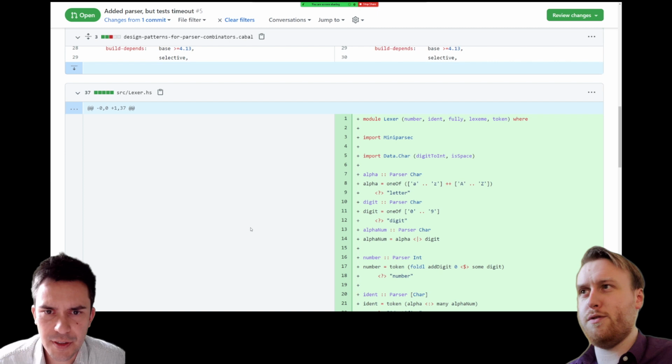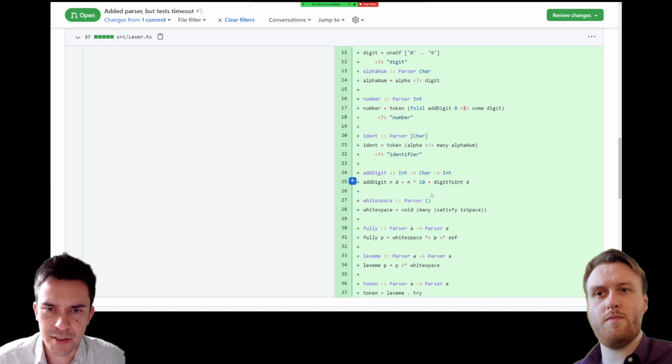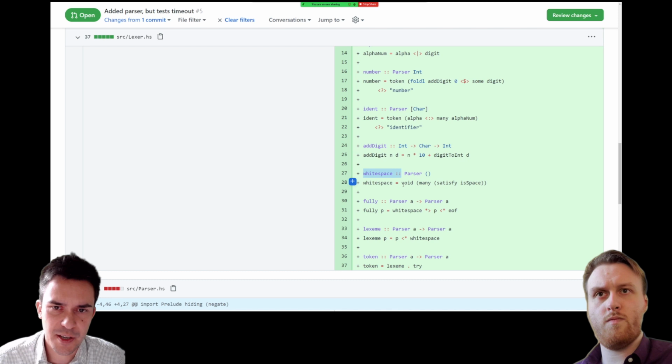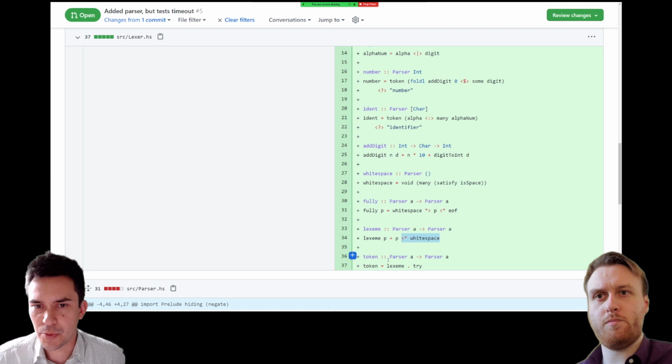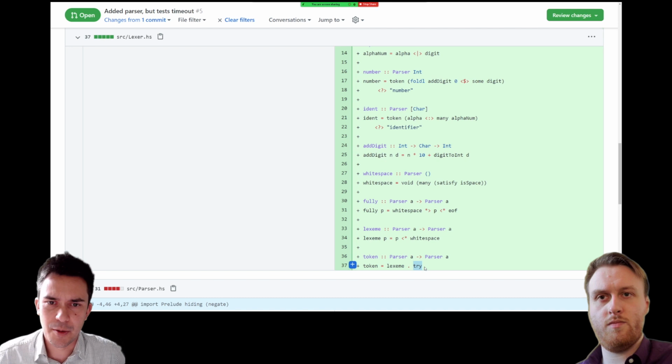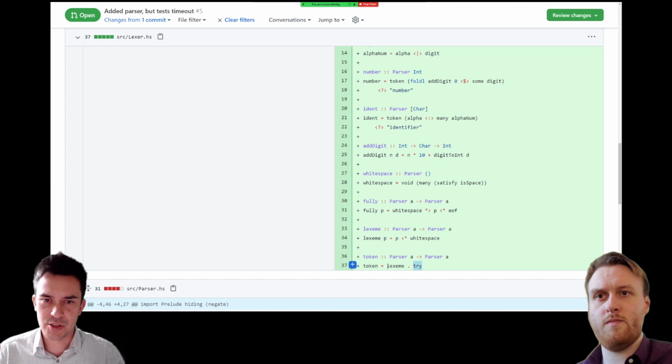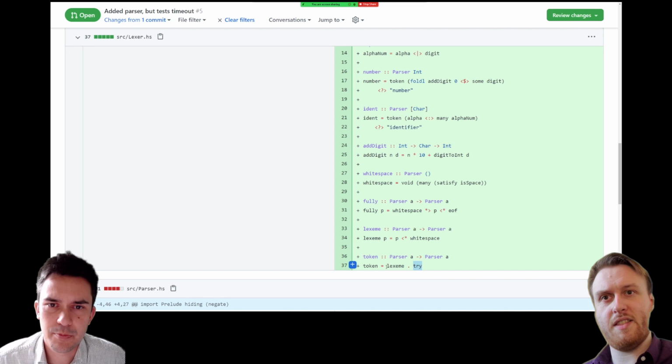Let's check. Okay, so I guess the important part really is going to be the white space combinator. And there I'm saying that white space is basically when you satisfy that something is a space many times, and then you wrap that up in a void to make the types work out nicely. And then I use white space in the definition of lexeme below. So lexeme of some parser P is basically that parser followed by white space. And a token, which is what we had in the error, is basically where you try to do a parse first, and then you make a lexeme out of that. And the reason we try is because you want the parser to roll back if you fail at any part of the token. And so that will make the token atomic, right? Exactly, yeah, it just makes it atomic. So that should be about right.